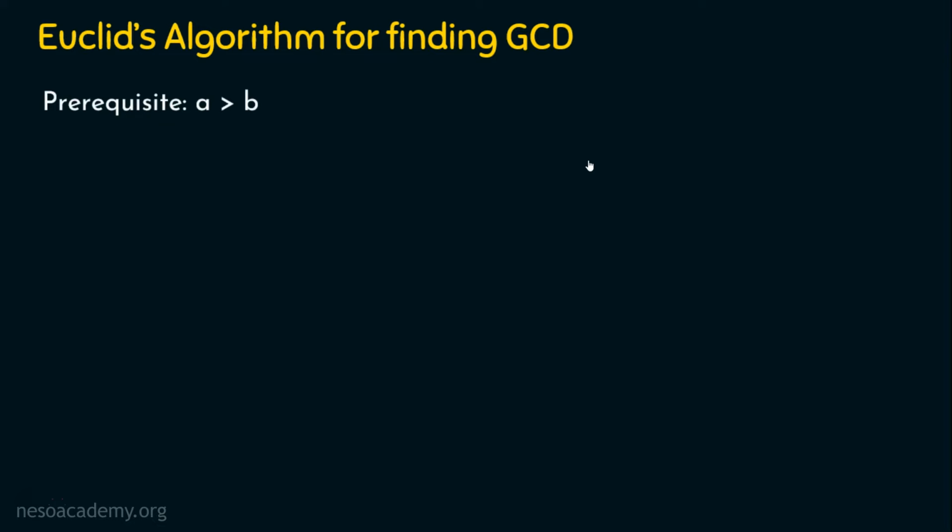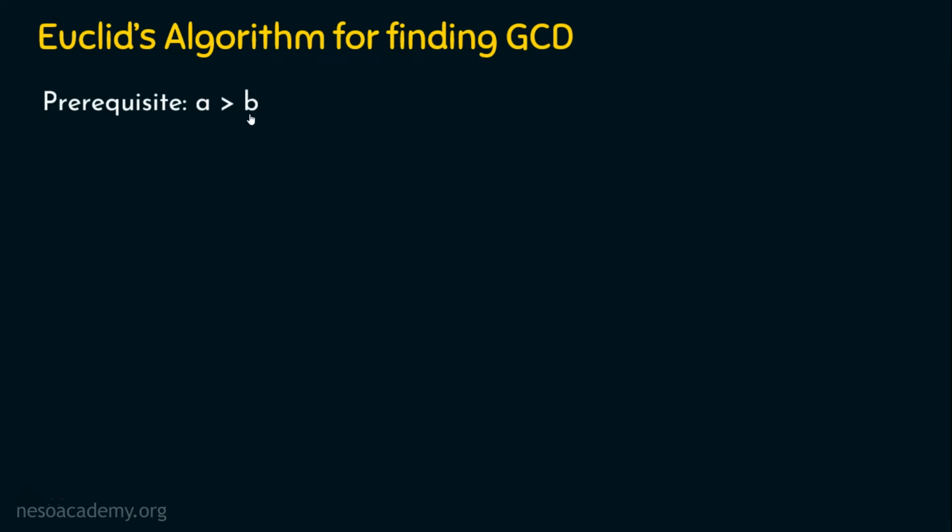So like in the last method, here also we are going to set a prerequisite that A should be greater than B. For example, if you are going to compute GCD of A comma B, it means you make the first parameter bigger than the second parameter. Let's say if the question is GCD of 10 comma 20, here the first parameter is 10, the second parameter is 20, right? So better swap this. It means GCD of 20 comma 10.